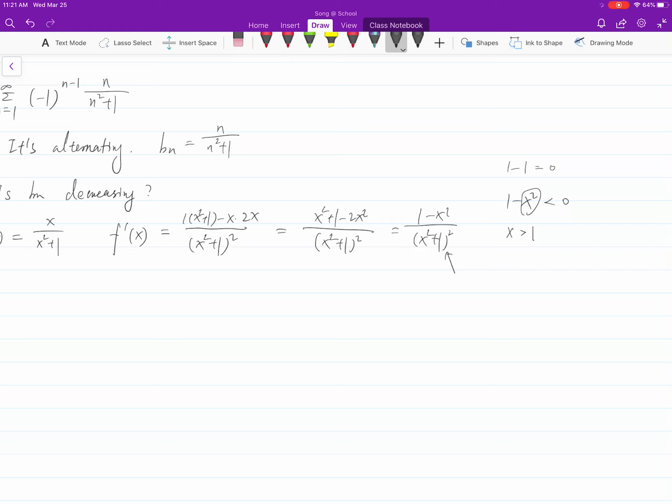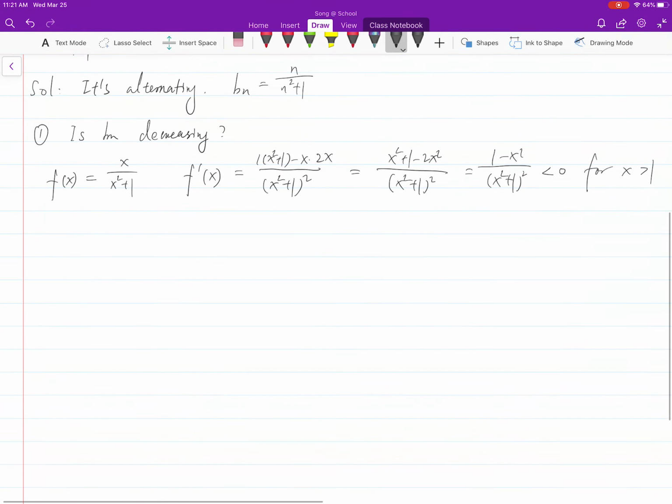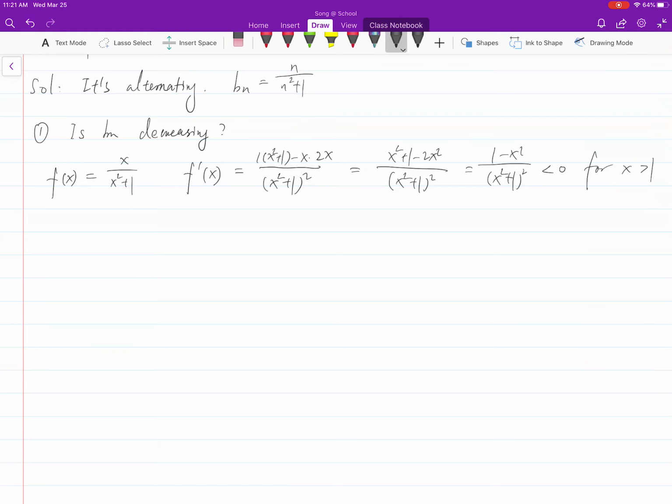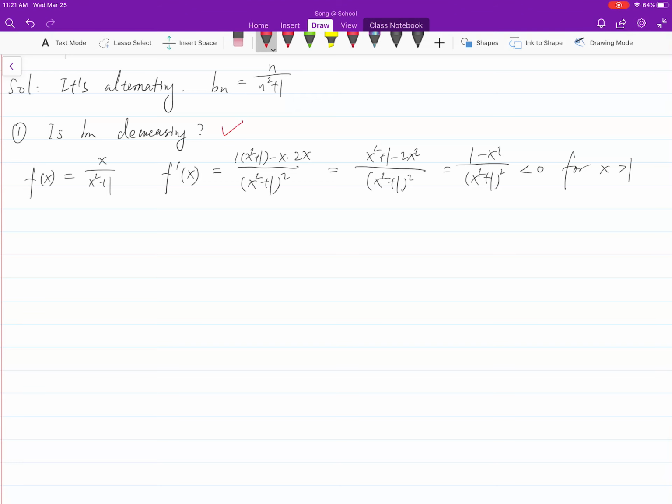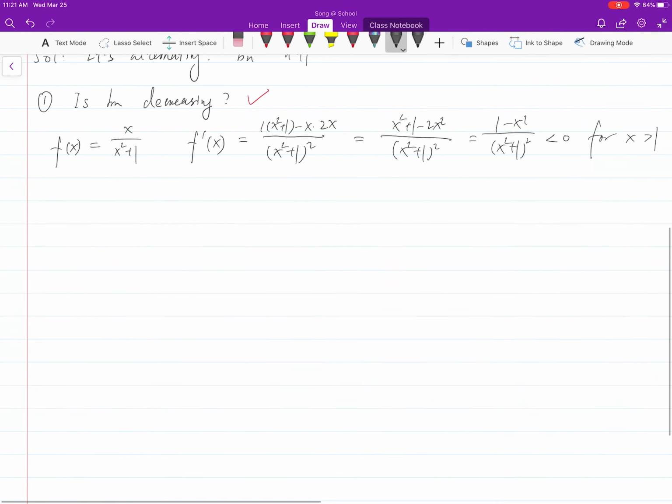But when x is bigger than 1, x squared will be bigger than 1. The whole thing will be negative. So it's safe for us to say this is less than 0 for x bigger than 1. Therefore, starting from the first or the second term, the sequence is going to be decreasing. We can finally say, check, this is decreasing.